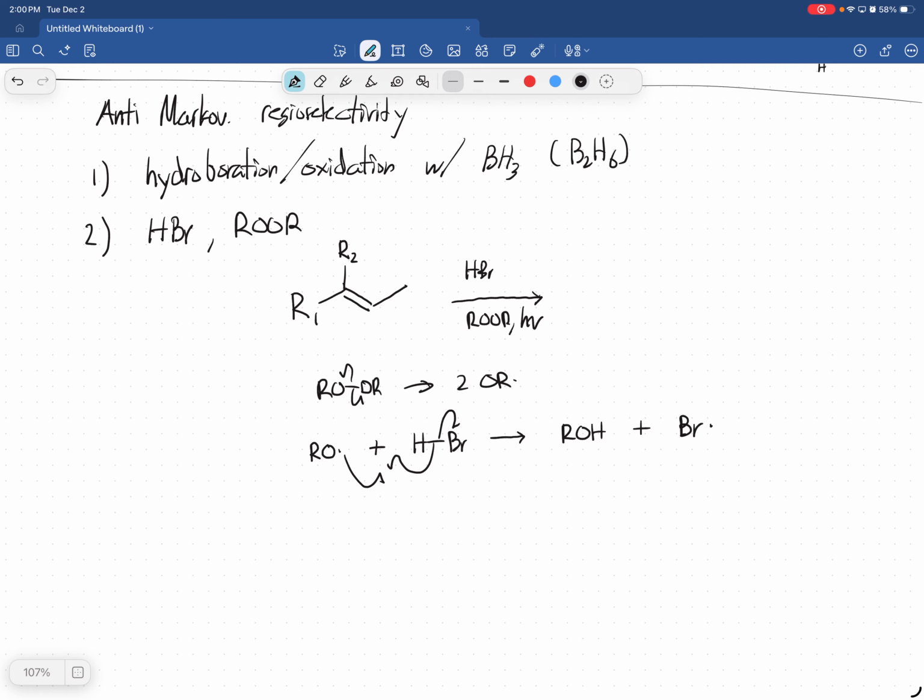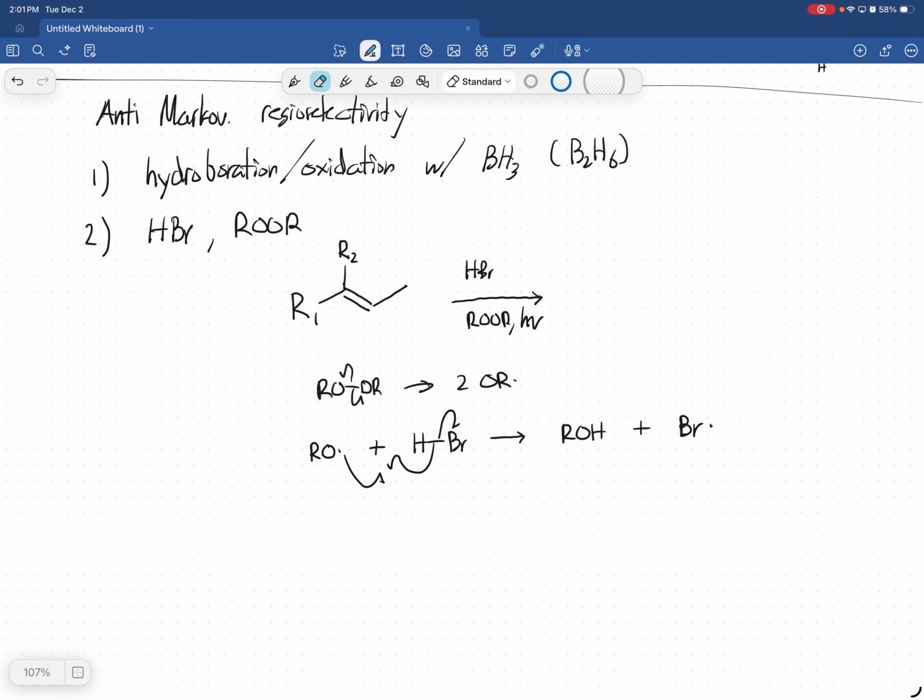Now what does the Br dot do? No, I don't think so. It's a good guess though. No, not that one. All the ORs are pretty much broken. If anything, it'll attack another HBr. So we assume all the ROOR has been broken and converted to radicals. So now the only options are HBr and the alkene. Well, if we attack HBr again, we will just go backwards. So I don't think that's going to happen.